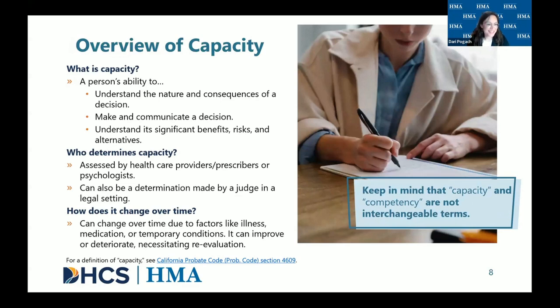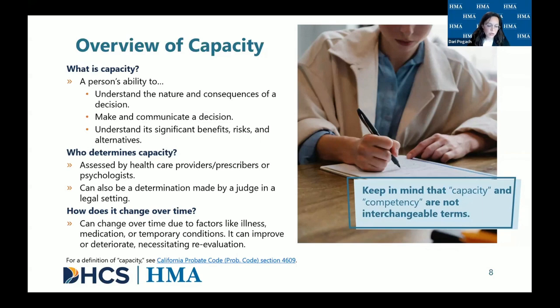So what is capacity? The CARE Act statute does not provide a definition of capacity. So we'll be using the California Probate Code's definition as the basic definition. And what the Probate Code lays out is that capacity is about a person's ability to understand the nature and consequences of a decision, to make and communicate a decision, and to understand its significant benefits, risks, and alternatives.